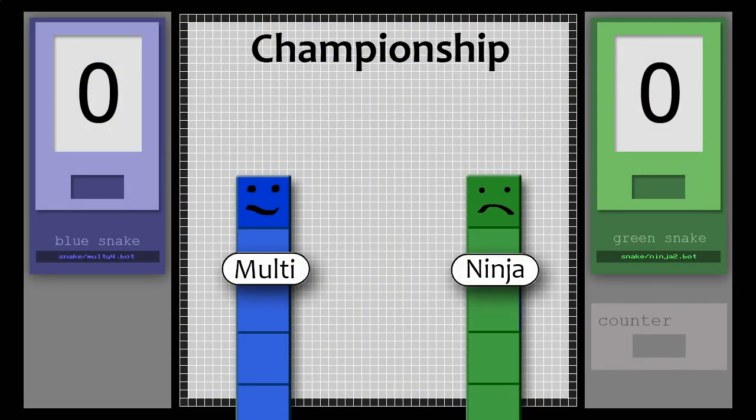The championship starts. Two teams of clones are fighting, and they must collect as much food as possible in 400 moves. In the blue corner, there is a team of clones from the snake called Multi, trained using the second method. It is very stable. In the green corner, there is a team of clones from the snake named Ninja, trained using the first method. It is very straightforward, can score points quickly, yet it is suicidal.